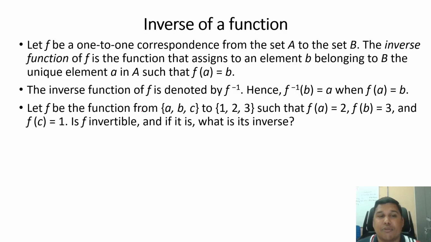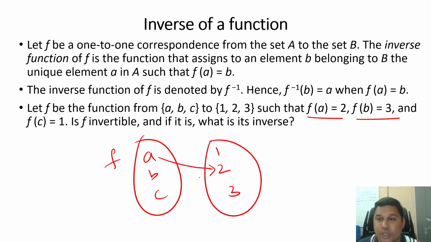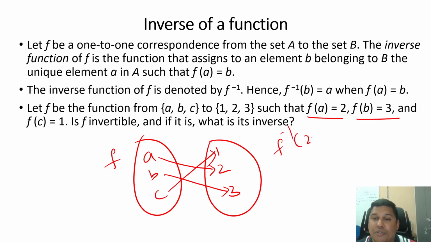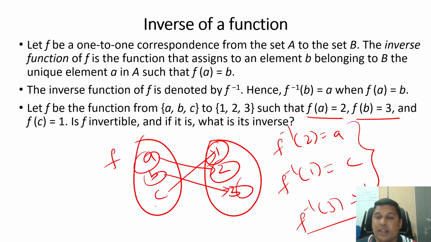Let's see the example here. f be a function from {a, b, c} to {1, 2, 3} such that f of a is 2, f of b is 3, f of c is 1. So the set is like this: I have a, b, c and 1, 2, 3. So a goes to 2, b goes to 3, c goes to 1. This is a function f mapping from A to B. So the inverse will be here. You have to write f inverse of 2 equal to a, f inverse of 1 equal to c, f inverse of 3 equal to b. Reverse. For 1 it is c, for 2 it is a, for 3 it is b. This way you have to write it.